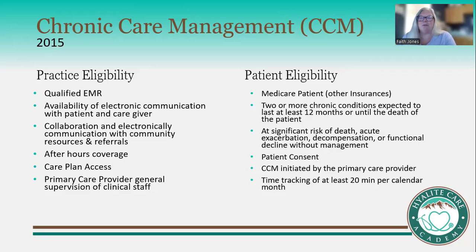As we talked about in episode 1, typically Medicare is who started this, but there are other insurances who are now actually covering it. It is for people with two or more chronic conditions that are expected to last at least 12 months or until the death of the patient, that if not managed, which is the next bullet, puts them at significant risk of death, acute exacerbation, decompensation, or any kind of functional decline. Meaning you need to manage these chronic conditions. That's what chronic care management is about.